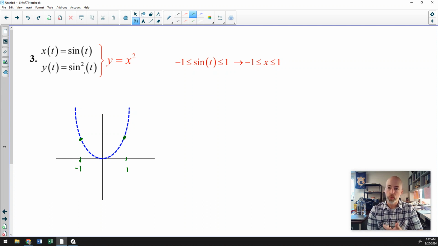And similarly, your y coordinates, if it's sine squared, will never be negative. So we're going to bottom out at 0. And the absolute largest y can be is +1, which follows what we would expect based on my x constraints.